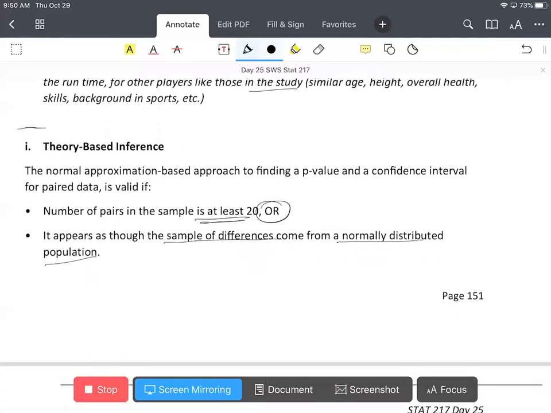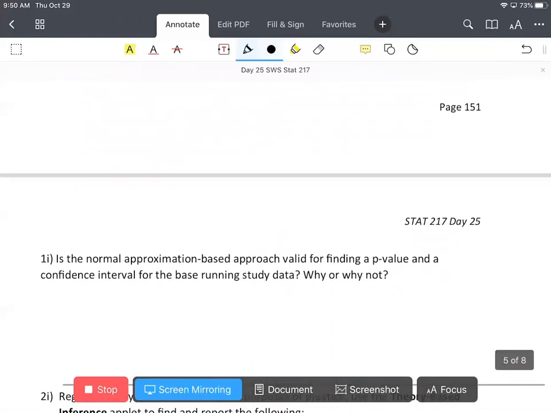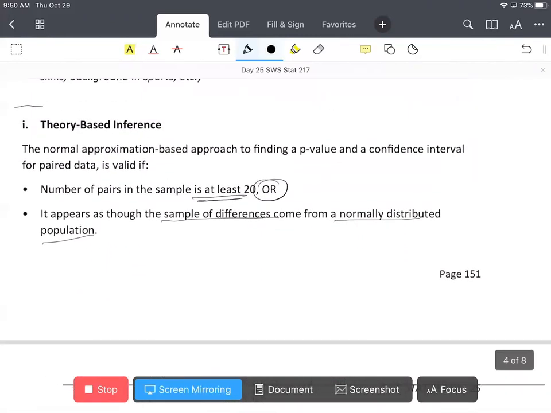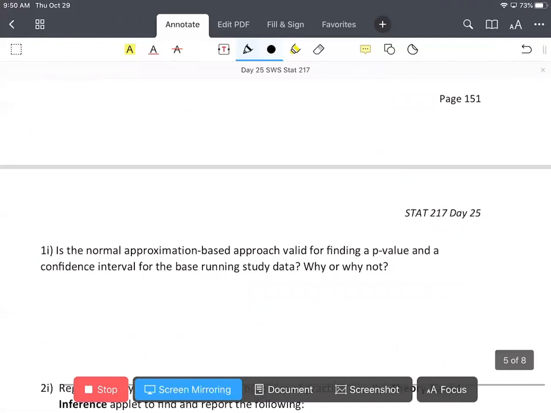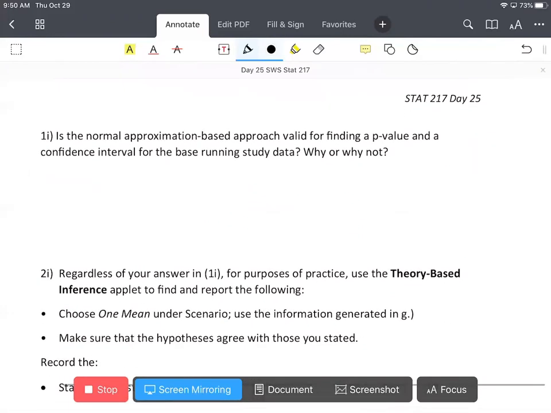All right, so we're going to now use the information that we have. You notice these are now numbered 1 sub i, to be in relation to this i here. Is the normal approximation-based approach valid for finding a p-value and a confidence interval for the base running study data? Why or why not? What do you think? Would it be good? Well, we see the sample size. It's pretty close to 20. It's 22, which is greater than 20. If it was really skewed, we'd probably want a bigger sample size.